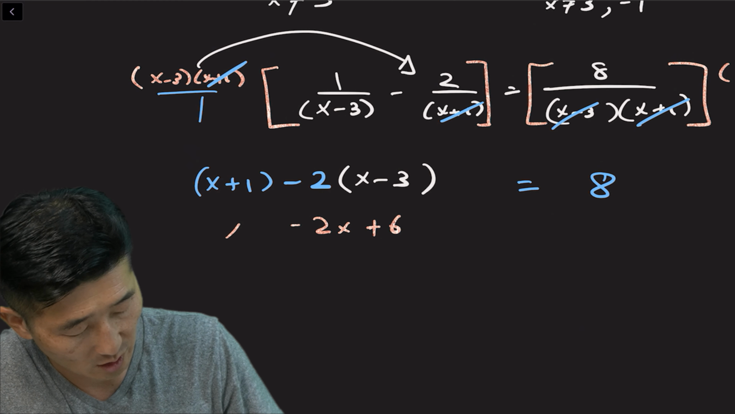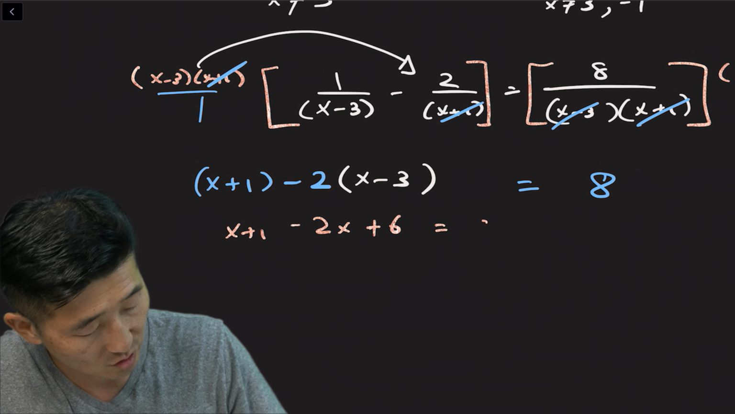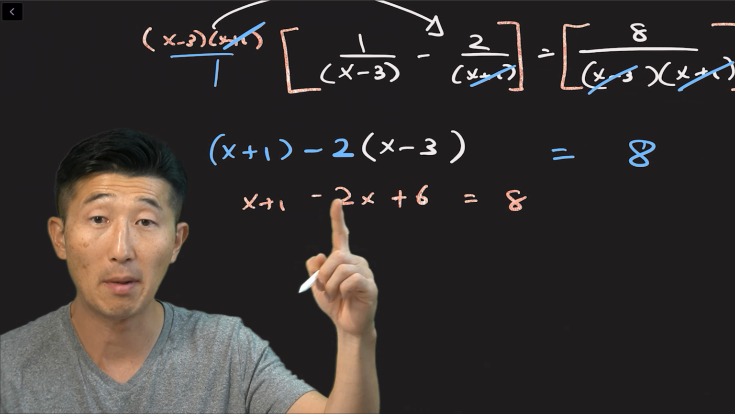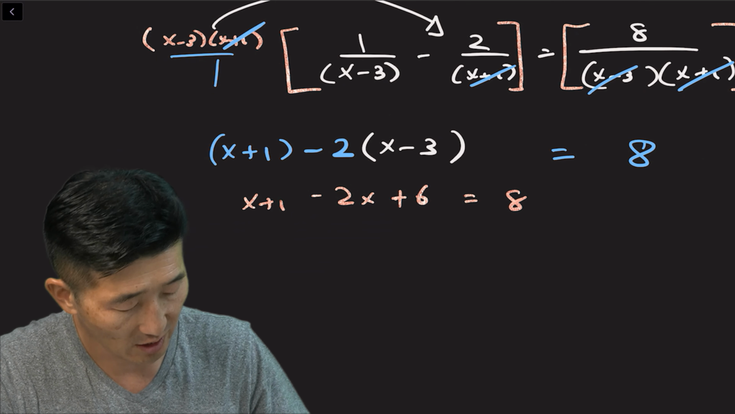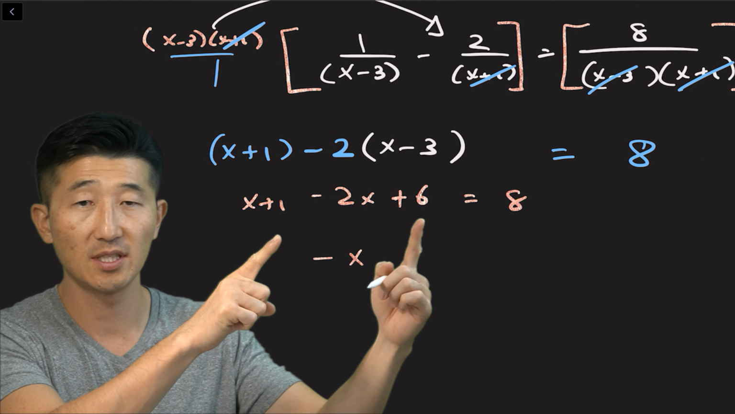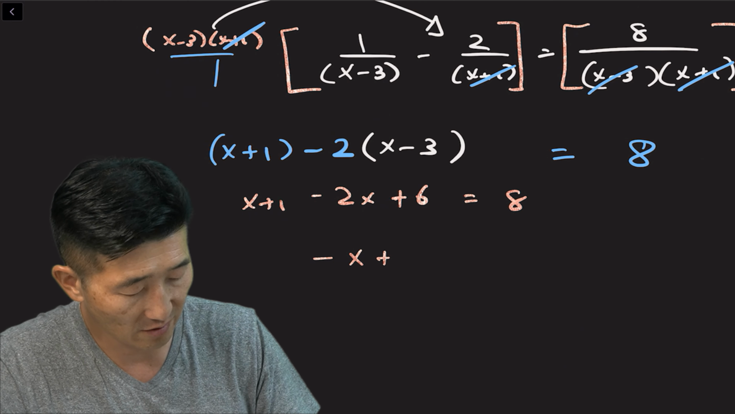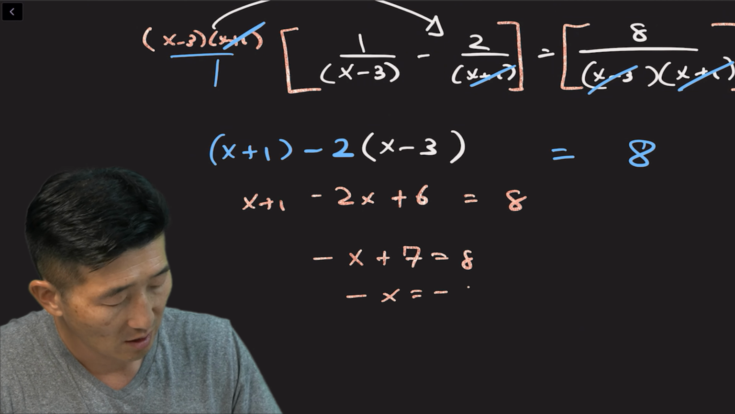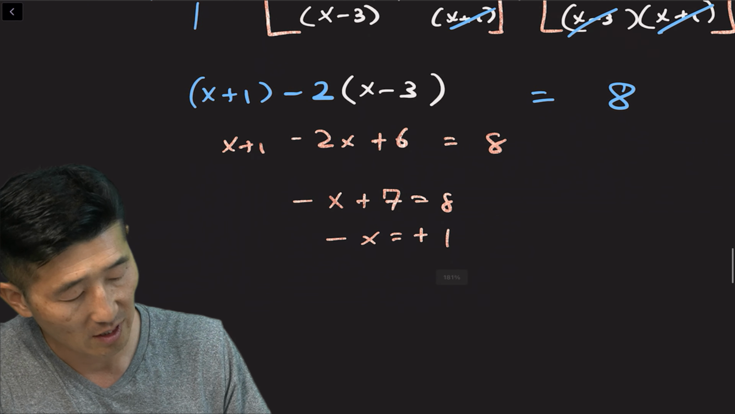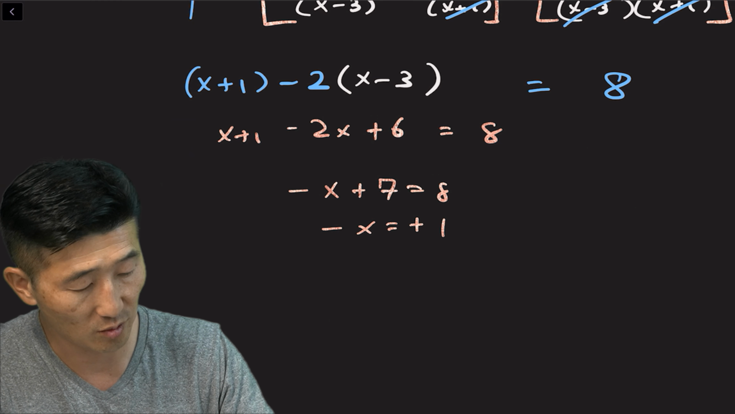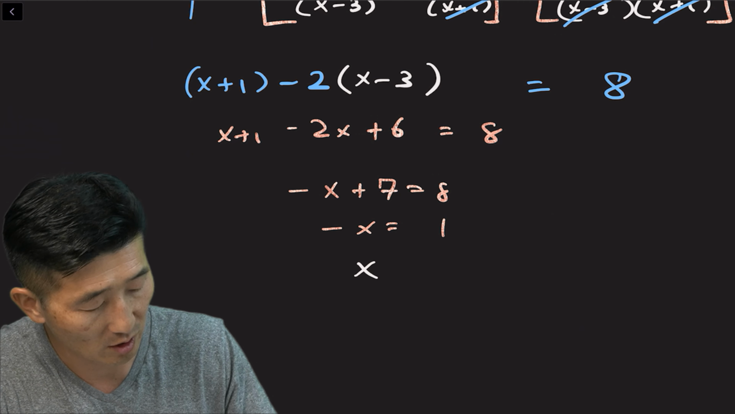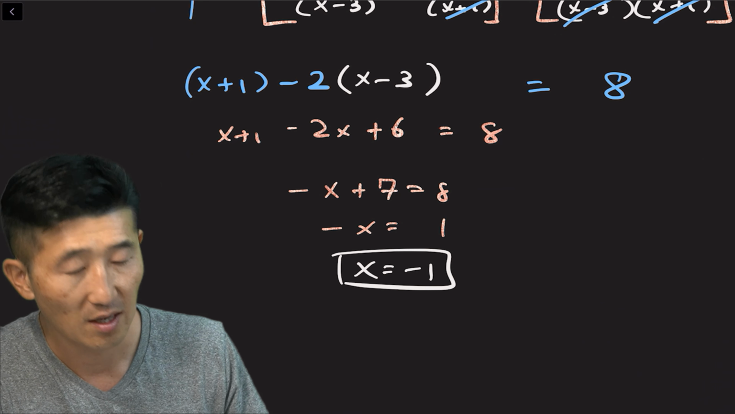Yes. So x plus 1 equals 8. And again, very simple. X minus 2x will become negative x. 1 plus 6 will become 7. And then you subtract 7 from both sides. Or positive 1, sorry. And then you multiply or divide both sides by a negative number. And you get this answer.